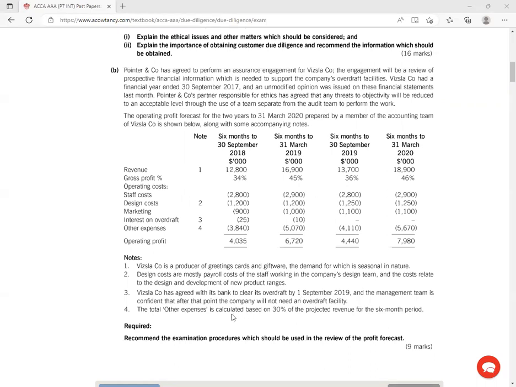Then I'm told here, the other expenses are calculated based on 30% of projected revenue for the 6 months period. So there's no problem. This is an assumption that they have here. So I'll also check whether this 30% is reasonable. Is it a reasonable assumption, right? And for me, I'll be able to get some procedures. So if it's reasonable, I'll be able to recast, I'll be able to recalculate the figures. These other expenses, 3840. So this 3840, 30% of the revenue. They have given me the procedure. I'll be able to recast, I'll be able to calculate myself.